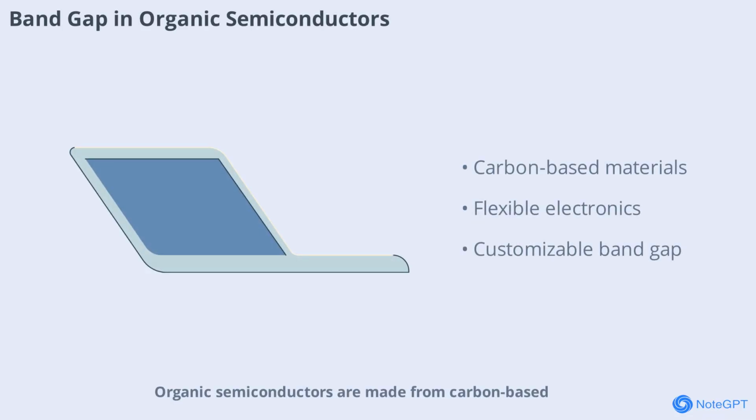Organic semiconductors are made from carbon-based molecules and have unique band gap properties. Their flexibility and tunable band gaps make them ideal for applications like flexible displays, organic solar cells, and wearable electronics. By designing specific molecules, scientists can create organic semiconductors with custom band gaps for a wide range of uses.